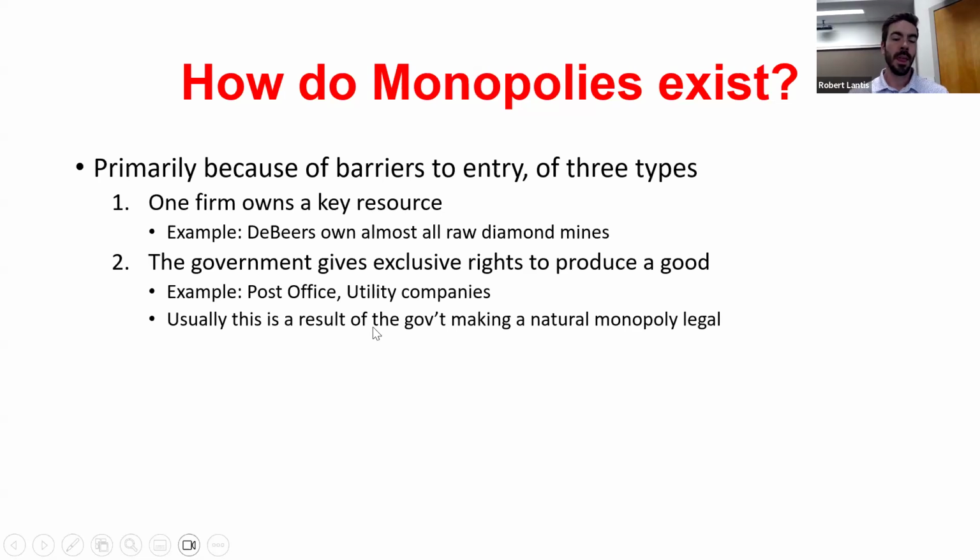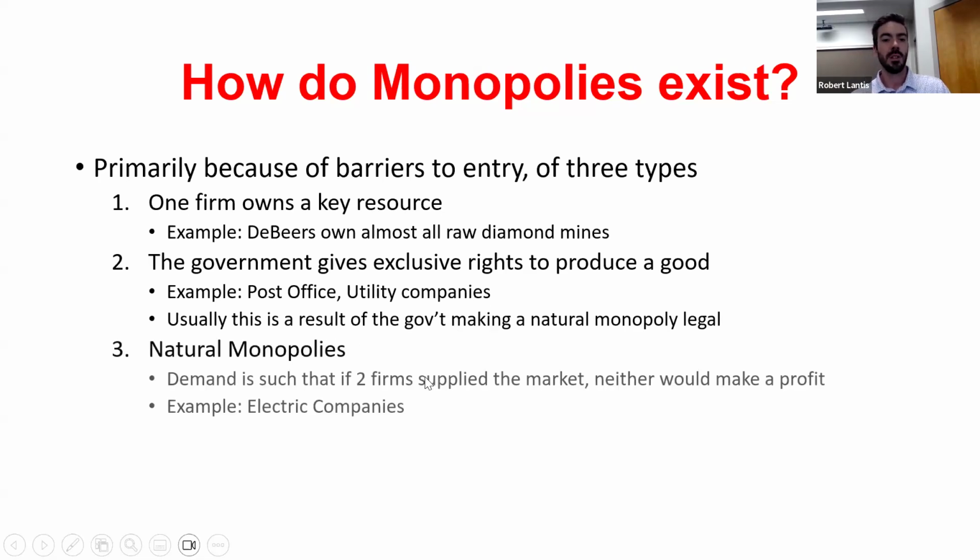Now, usually, if we have the government creating these monopolies, we'll call these natural monopolies. We'll talk a little bit more about those, probably not today, probably next class, and how the government can regulate those so that we don't have as much deadweight loss from these monopoly markets, which we'll also talk about later today. So these natural monopolies would be this idea of electric companies.